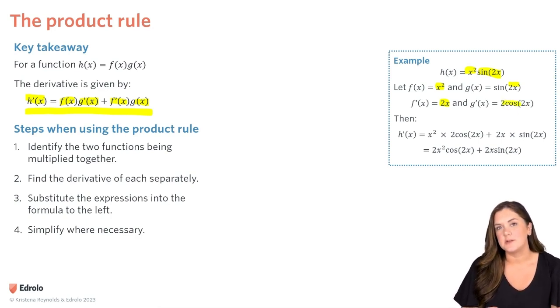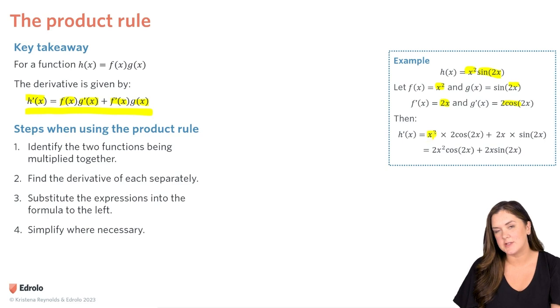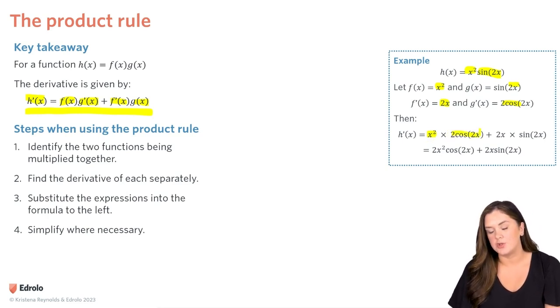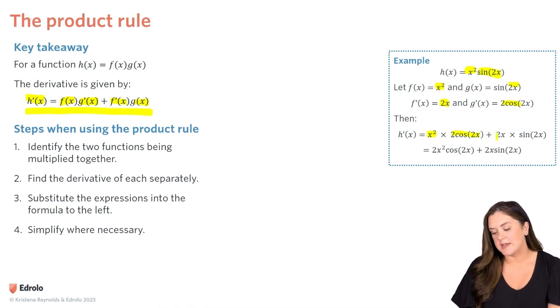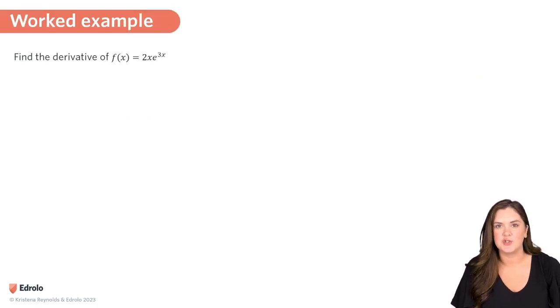Now what we're going to do is substitute all of those values into this rule that we have on the left-hand side here. So we have the derivative of h equals our normal function for f, so x squared, multiplied by the derivative of g. So that's where we've got the 2 cos 2x. And then we're just adding our derivative of f and then multiplying by our normal function for g. Simplifying this one, we get 2x squared cos 2x plus 2x sine 2x. So hopefully the first example here is going to be nice and straightforward.